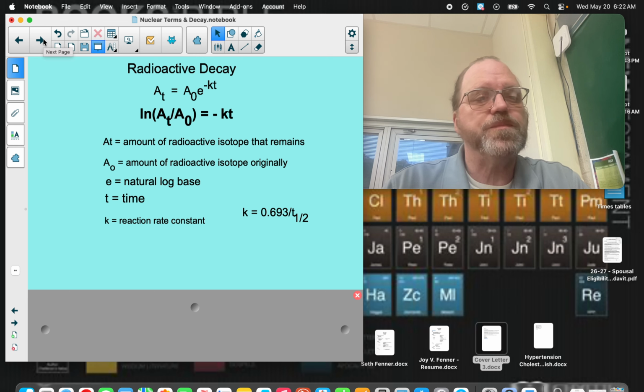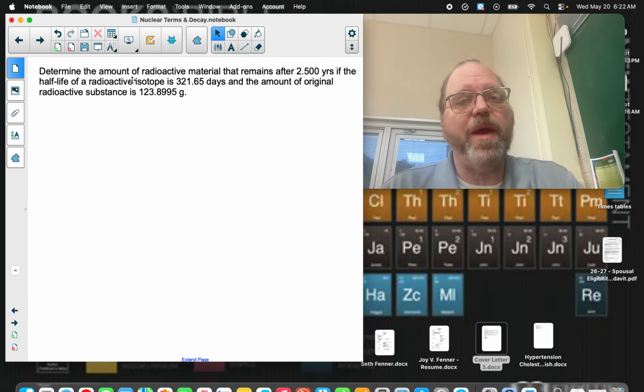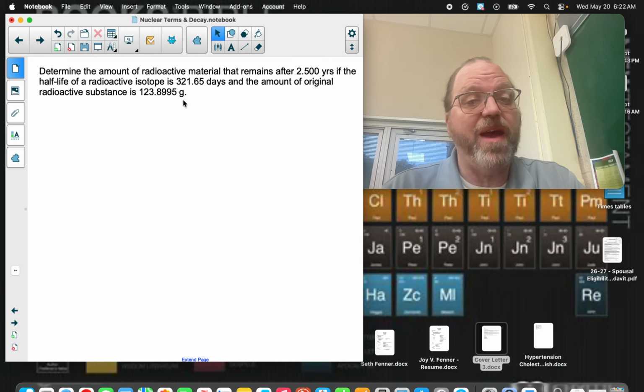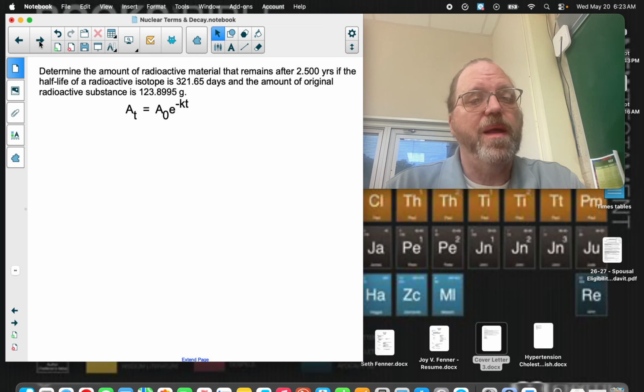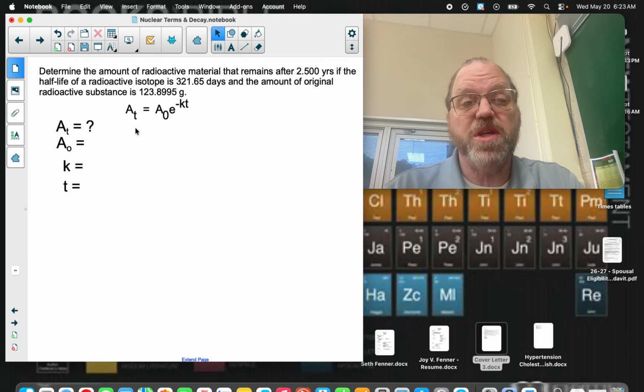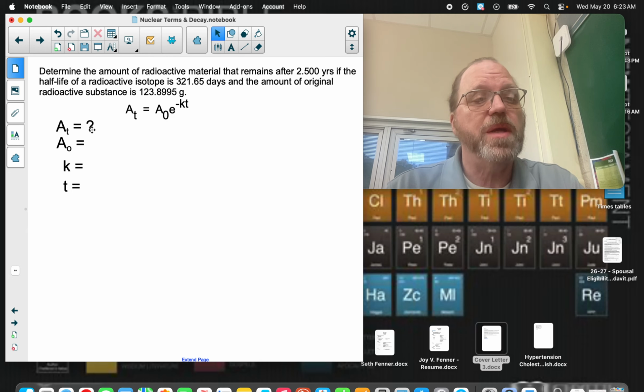Alrighty, so let's take a problem. Determine the amount of radioactive material that remains after 2.500 years if the half-life of the radioactive isotope is 321.65 days. The amount of original radioactive substance is 123.8995 grams. Now, remember, when we do this, we use this equation to find AT or AO. We use the other equation to find K or T. We use the first equation because we don't know AT.